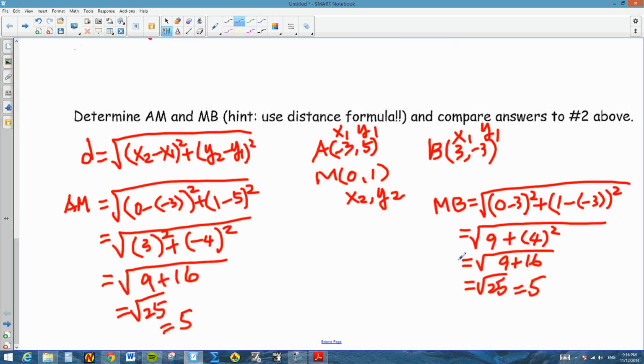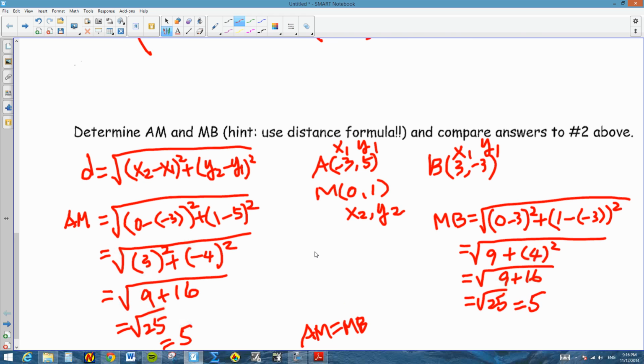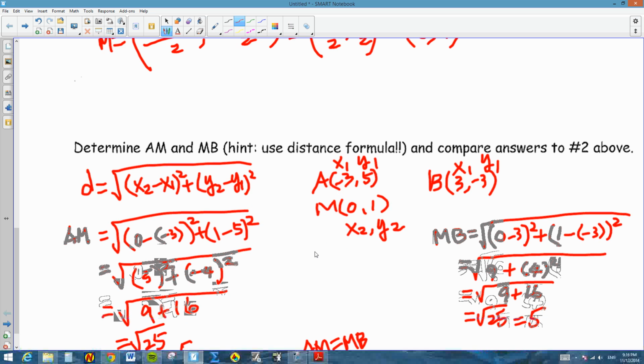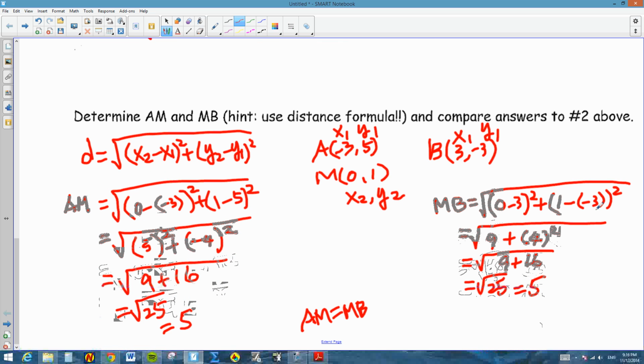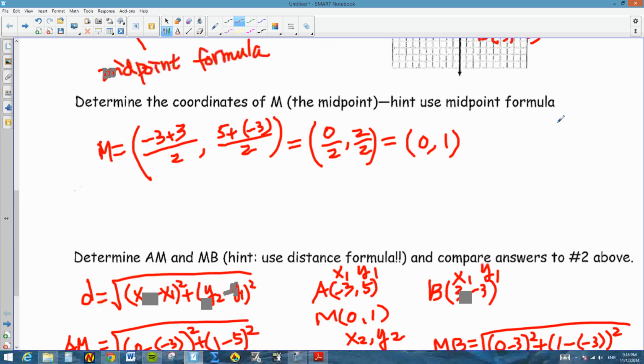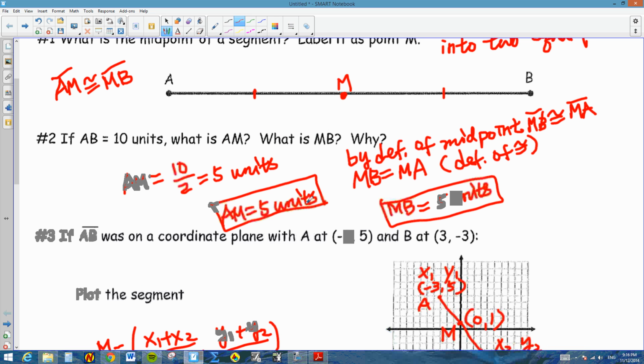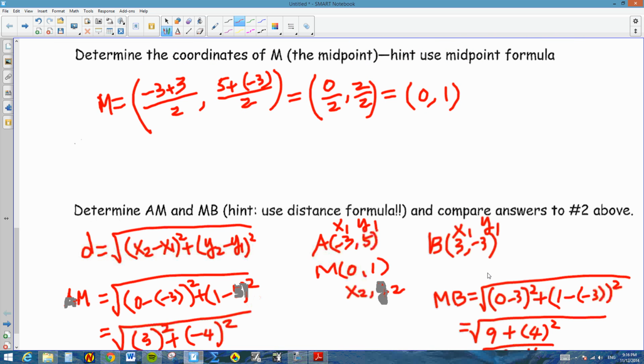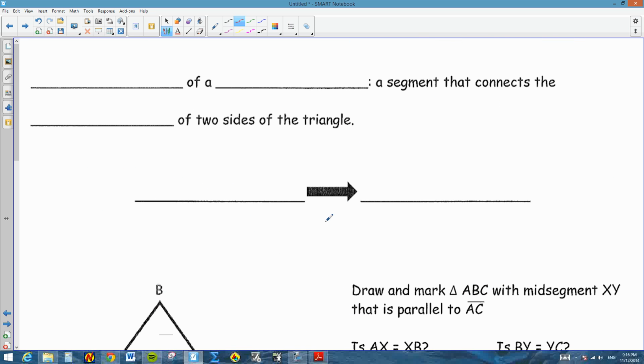So now we have the conclusion: AN equals NB. Okay, so that's the relationship between these. Compare the answer with number 2 above. Number 2, what do we have as the answer? Yeah, 5 units. So that's the same. Okay, that's the warm-up for today. Kind of long. Okay, let's turn to the next page.